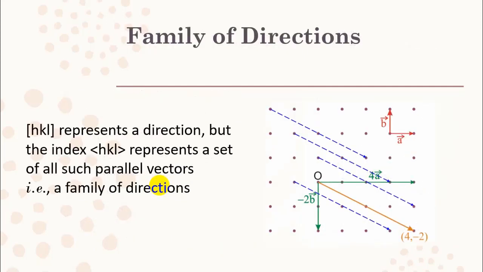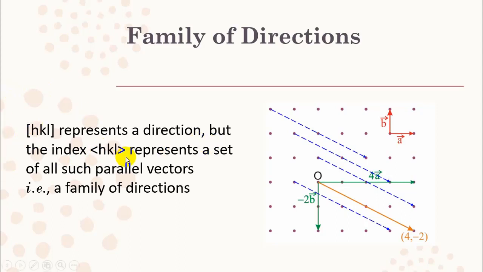Now let's see the family of directions. We have seen that hkl enclosed by square brackets represents a direction. But what if we consider a family of directions? It will be represented by this notation. This representation shows us parallel vectors, or a family of directions.